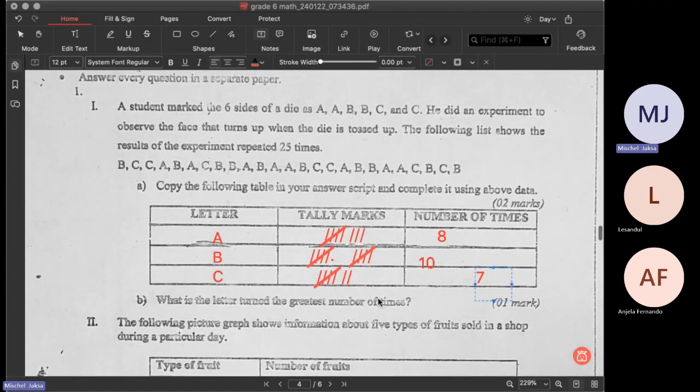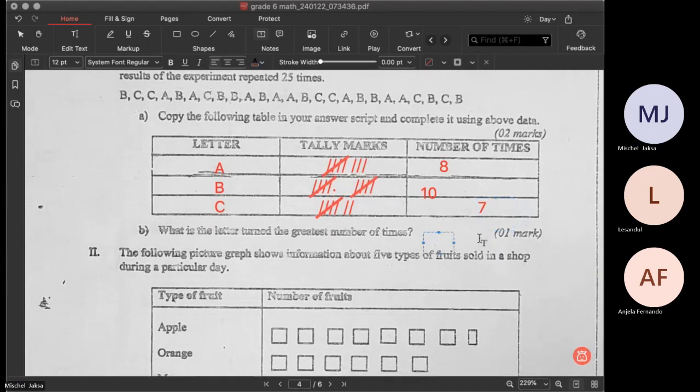Next one. What is the letter turned the greatest number of times? What is the letter? Letter B. Letter B. Well done.